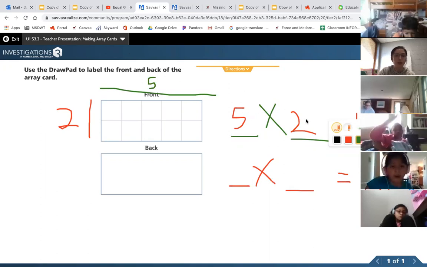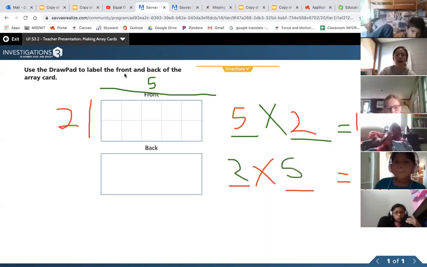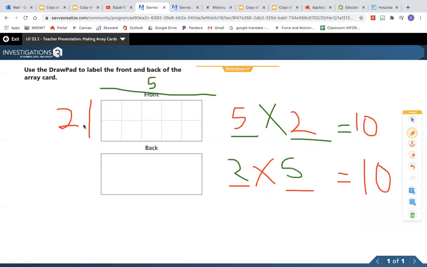So we have 5 times 2 equals 10, but remember we can flip-flop. Tony, what's the answer? 2 times 5. Perfect. 2 times 5. They mean the same thing. So I could have done 2 times 5, or I could have done 5 times 2. Perfect. So my answer is 10. Okay, I'm going to erase this, if it will let me.